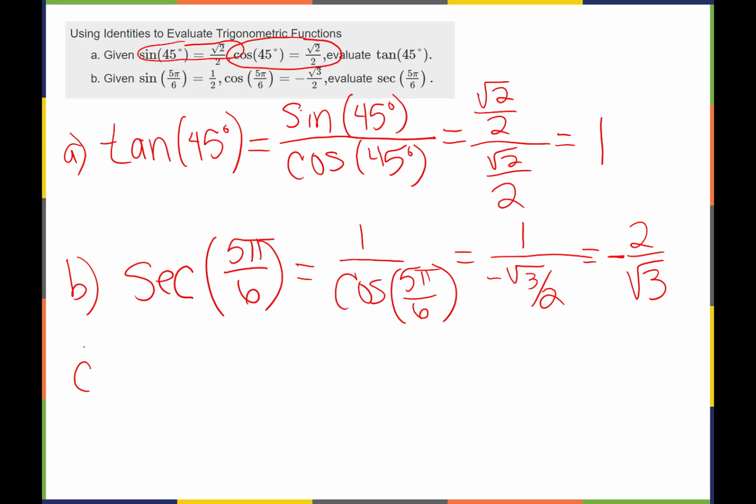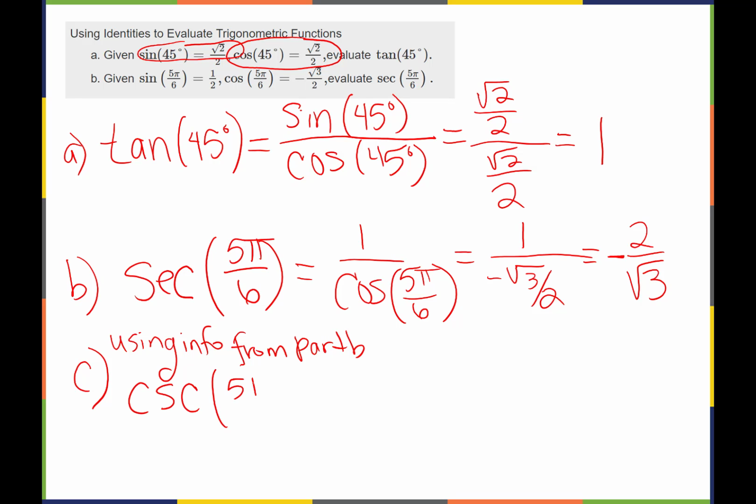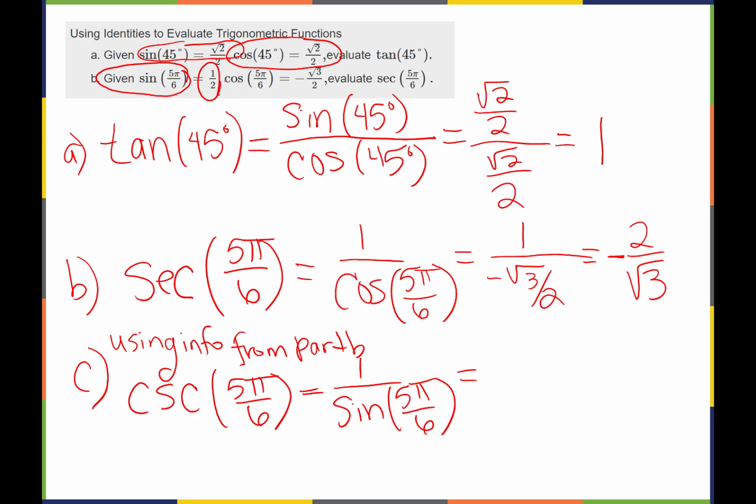Now, if I had a part C to that, and I ask you to find, using information from part B, let's say the cosecant of 5 pi over 6. The cosecant of 5 pi over 6 is equivalent to 1 over sine of 5 pi over 6. The fundamental identity for cosecant is 1 over sine. Since we're using the information from part B, they give us that the sine of 5 pi over 6 is a half. So I'm going to have 1 over a half. When I do my flip and multiply, I get 1 divided by 1/2. That's 2. So the cosecant of 5 pi over 6 would be 2.